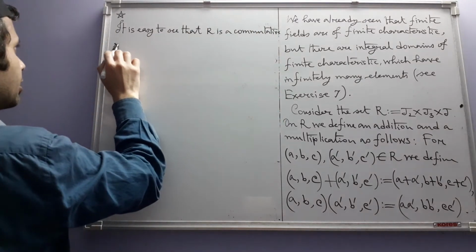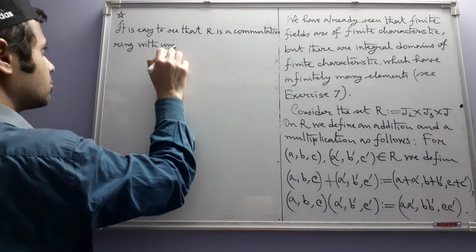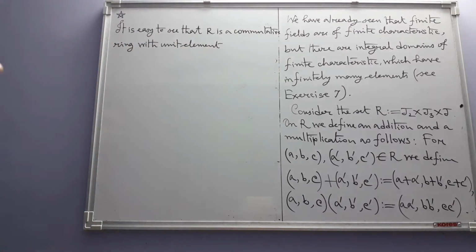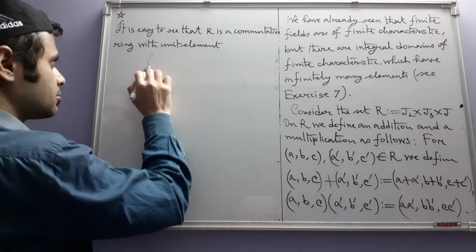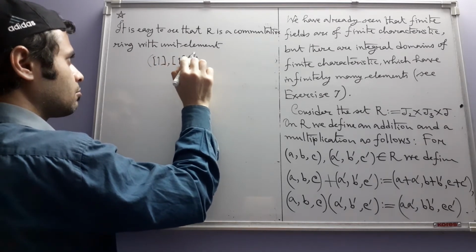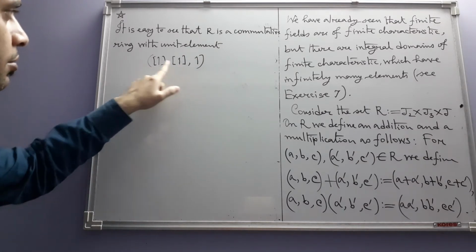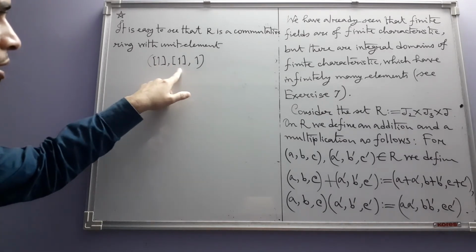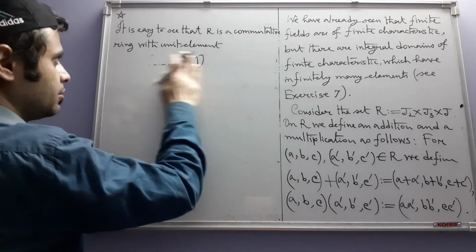It's easy to see that R is a commutative ring with unit element. That's not very difficult. It can be verified quite easily. And the unit element is nothing but this. Although these two look like the same thing, they are different. This is the congruence class modulo 2 containing 1. This is the congruence class modulo 3 containing 1. Anyhow, this is the unit element.